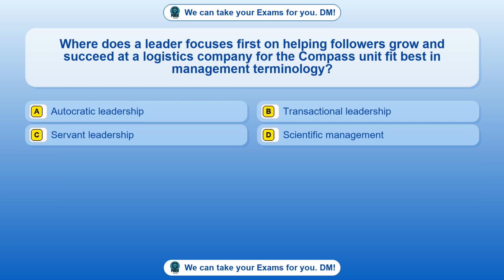Question 51. Where does a leader who focuses first on helping followers grow and succeed at a logistics company for the campus unit fit best in management terminology? Option A, autocratic leadership. Option B, transactional leadership.